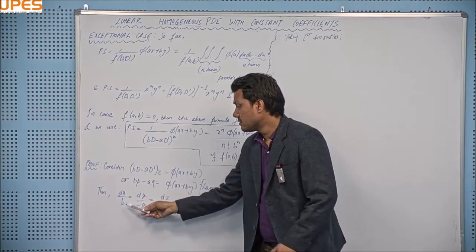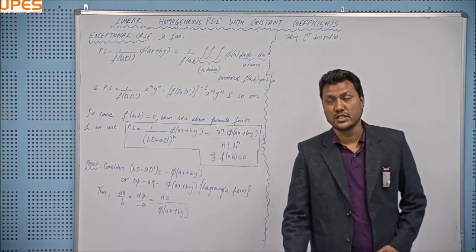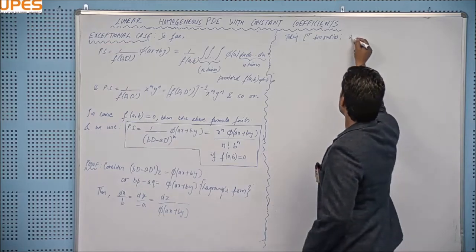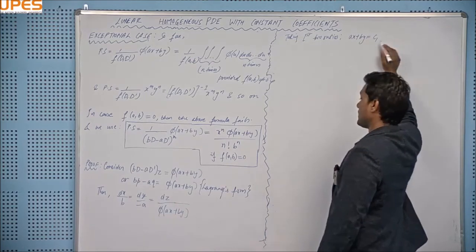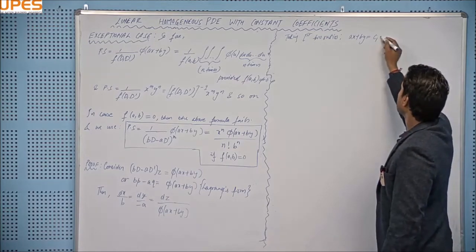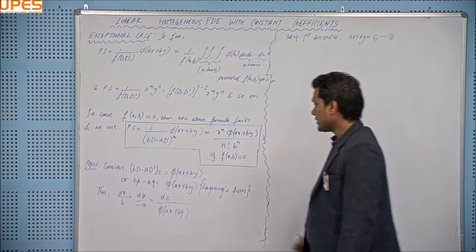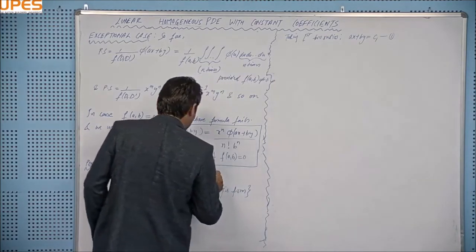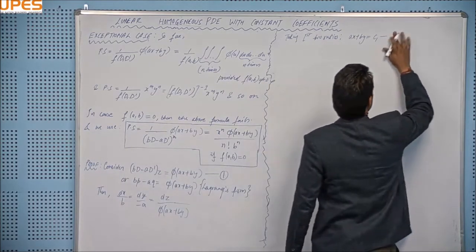I will get minus a dx is equal to b dy plus some constant c1, and that will give me ax plus by equal to c1, and c1 is the constant of integration, right? Let me take it as equation number 1, this equation. Equation number 1, this is my equation number 2. Okay.